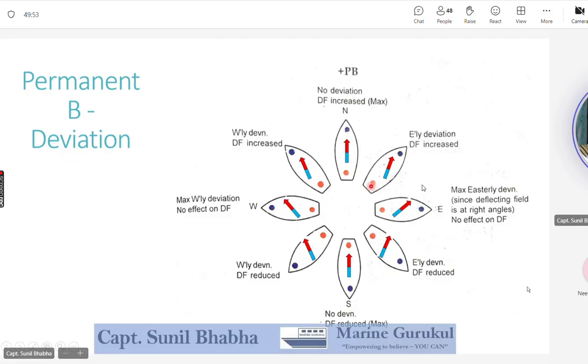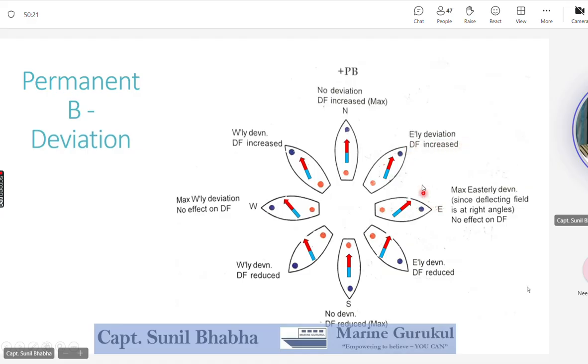The same thing happens with the red pole. The red pole of the ship, permanent magnetism, has gone to southwest of the compass, and it attracts the blue end of the compass towards it, giving the compass an easterly deviation. So you can see now on a northeasterly heading, an easterly deviation is generated.